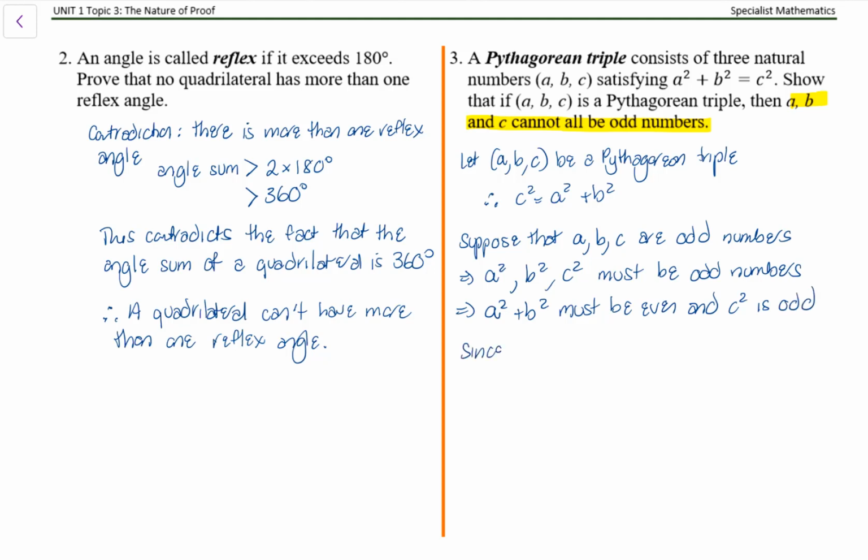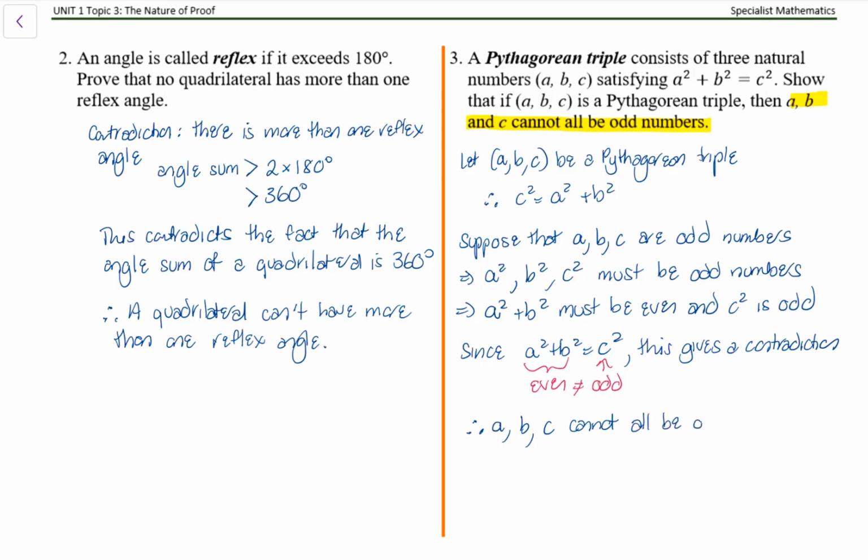Now, since a squared plus b squared equals c squared, this is a contradiction. Because what we just said is a squared plus b squared must be even, but c squared has to be odd. You can't have something that's even and odd at the same time. So therefore, a, b, c cannot all be odd numbers.